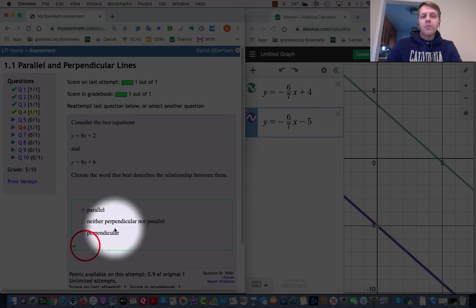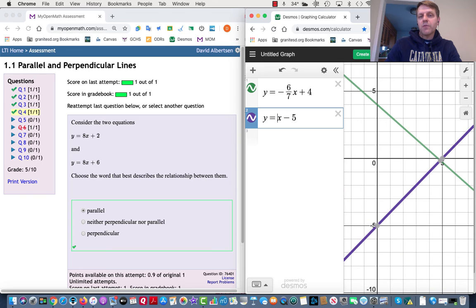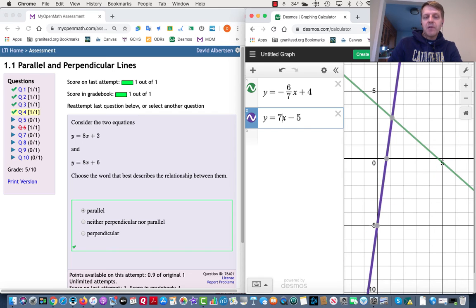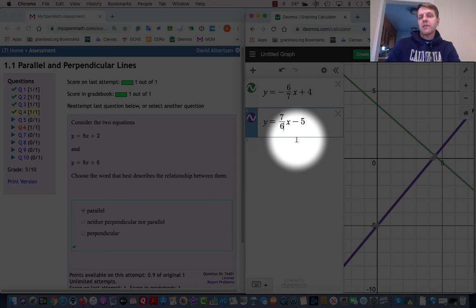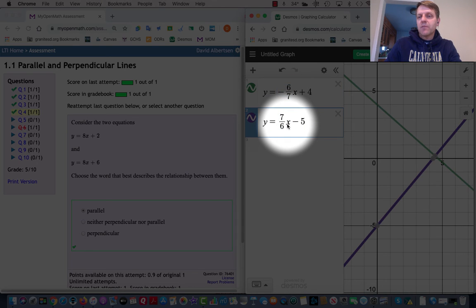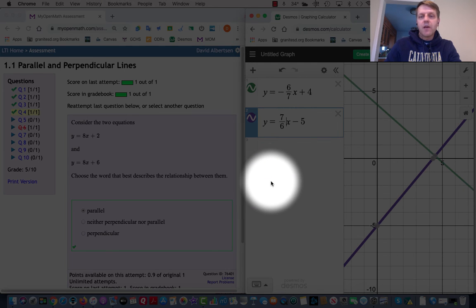Cool. What would make them perpendicular? Let's try that. If I wanted to make them perpendicular, because some of you will have a question that says, are they perpendicular? Instead of -6/7, I'd make it positive 7 over 6. See how I took the fraction and I flipped it over and I changed the negative to a positive, and that makes it perpendicular right there. Oh, sorry, got emails coming in.